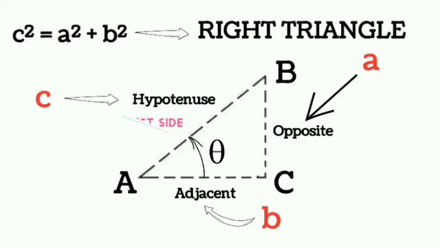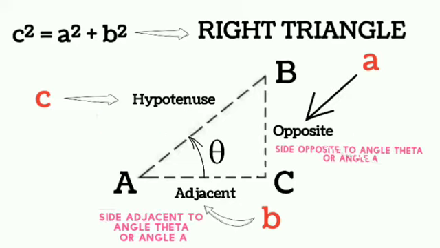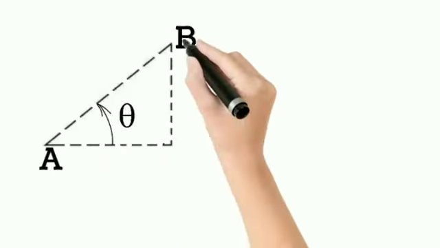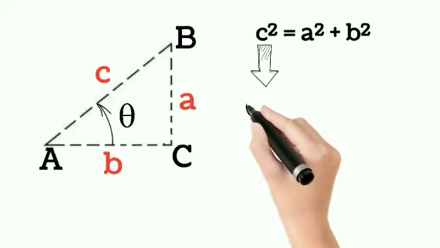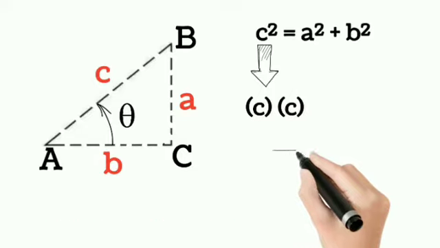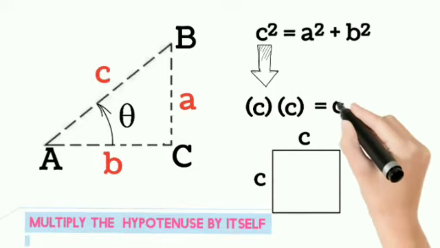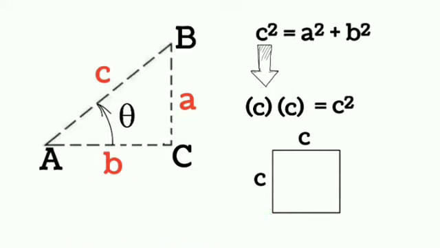c is the hypotenuse or the longest side of the right triangle while a is the opposite side to angle A and b is the adjacent side of angle A. As a simple proof, the length of the hypotenuse of the right triangle may be represented by a square with equal sides each has the value of c. When two of the equal sides c are multiplied, it will become c squared.